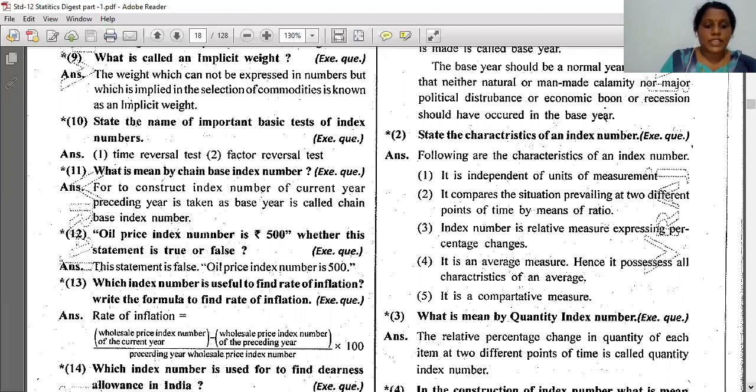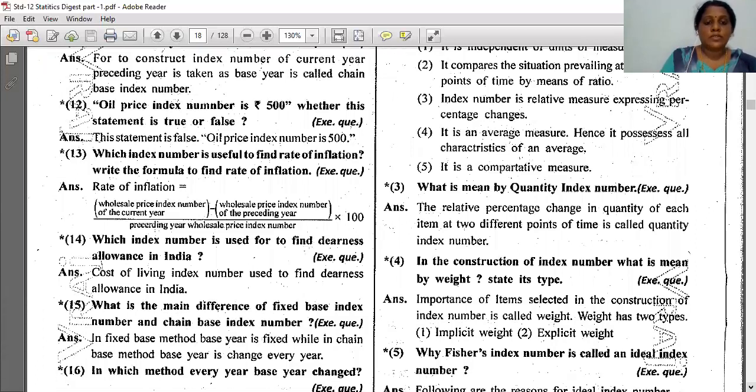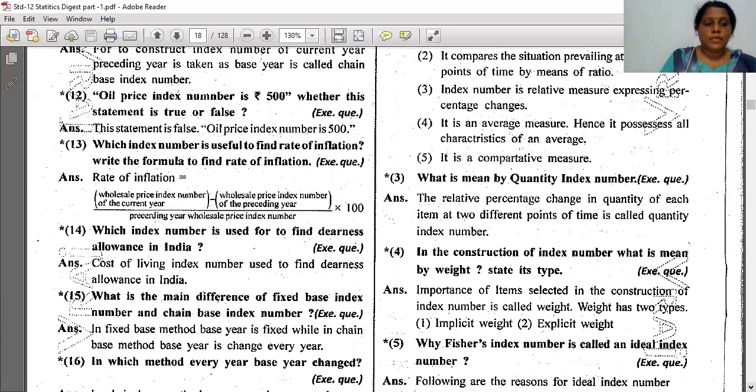So which index number is useful to find rate of inflation? Write the formula to find rate of inflation. The formula of rate of inflation is wholesale price index number of the current year minus wholesale price index number of the preceding year, divided by the preceding year's wholesale price index number, into 100. So this is the formula of rate of inflation. One mark question. In sums also, in section B, you will be asked questions based on this rate of inflation. So learn this formula by heart.